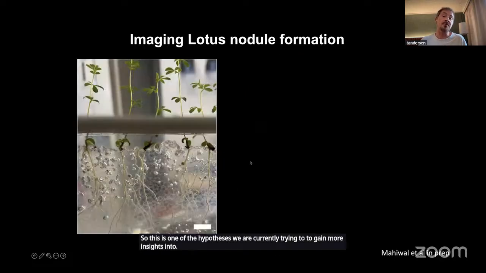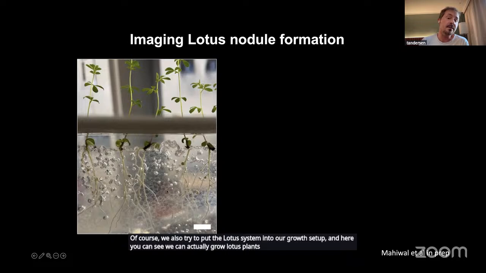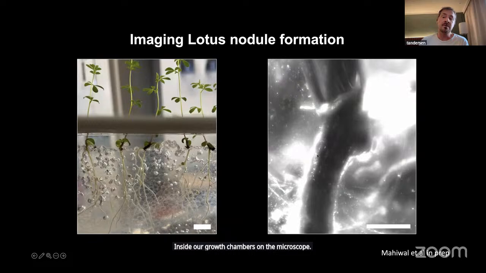Of course, we also try to put the Lotus system into our growth setup. And here you can see we can actually grow Lotus plants. We can get them to nodulate inside our growth chambers on the microscope. And we have been able to image this.